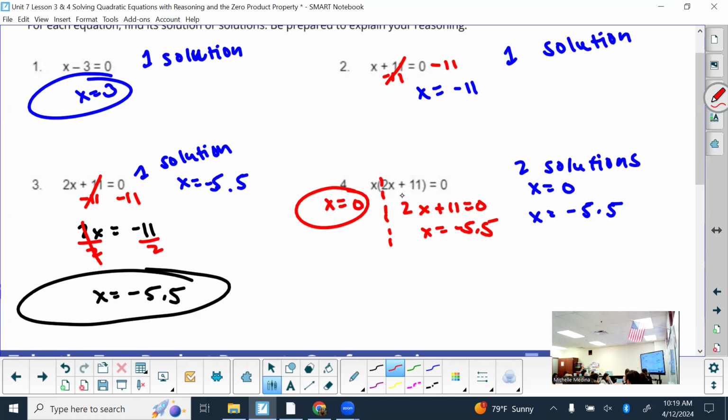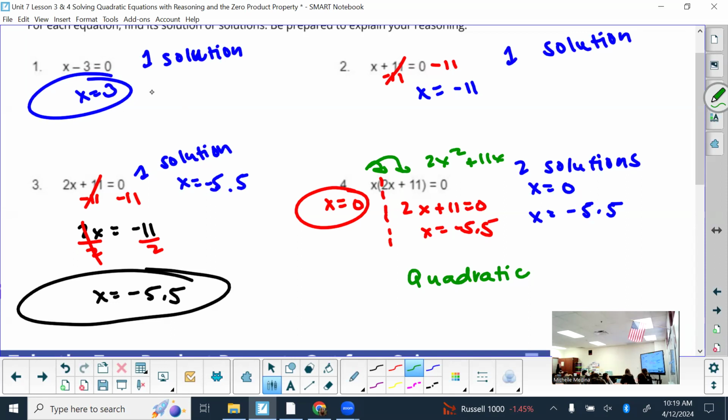Does it have an x squared? Maybe not in the form that it's in right now, but if I distributed, it would be an x squared. It would be x times 2x is 2x squared, x times 11 is 11x. Since number 4 is quadratic, you can expect that most of the time there will be 2 solutions. Not all the time, but most of the time 2 solutions.